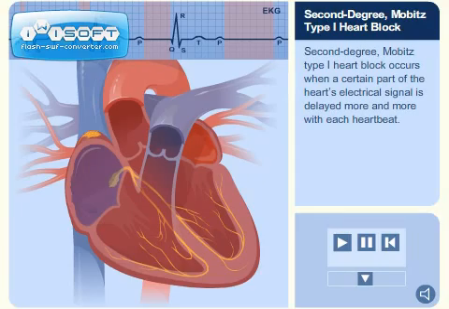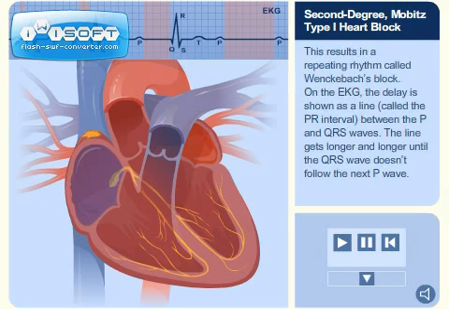Second-degree Mobitz Type 1 heart block occurs when a certain part of the heart's electrical signal is delayed more and more with each heartbeat. This results in a repeating rhythm called Wenckebach's block. On the EKG, the delay is shown as a line called the PR interval between the P and QRS waves. The line gets longer and longer until the QRS wave doesn't follow the next P wave.